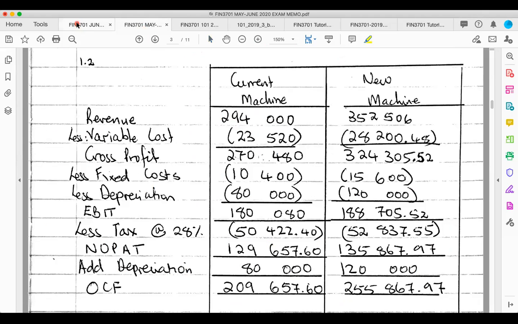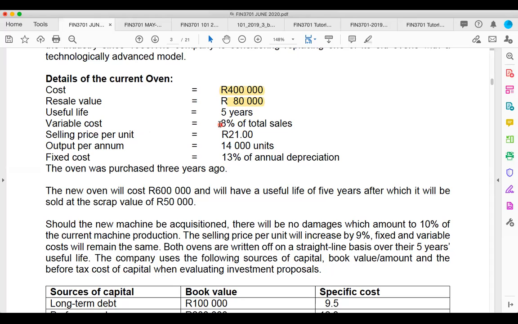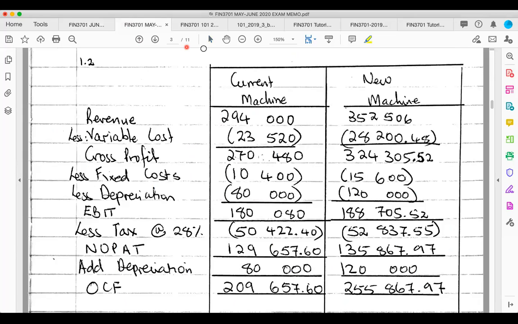Currently it's 294,000. And then the variable costs amount to 8% of sales. So we simply say 8% of 294,000, and if we take 8% of 294,000, we get 23,520. And then after that, we subtract the variable cost from the revenue and we get the gross profit.